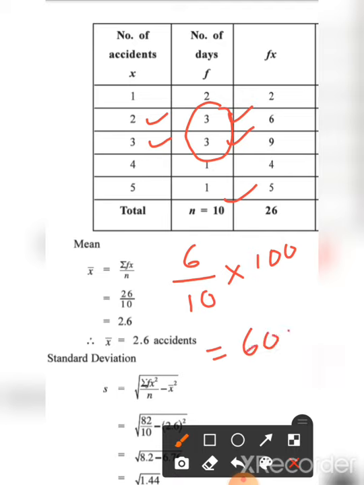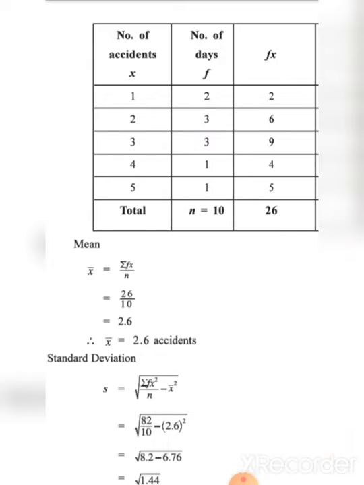So what is the final answer over here? As they have asked us, find the percentage of the days having the number of accidents lying between the limits x bar plus minus s. As you solve this way, you will get 60 percent, right? So we have found out the percentage over here. It is actually 60 percent. So this sum was a little bit different, and this is how we do this particular sum, right?